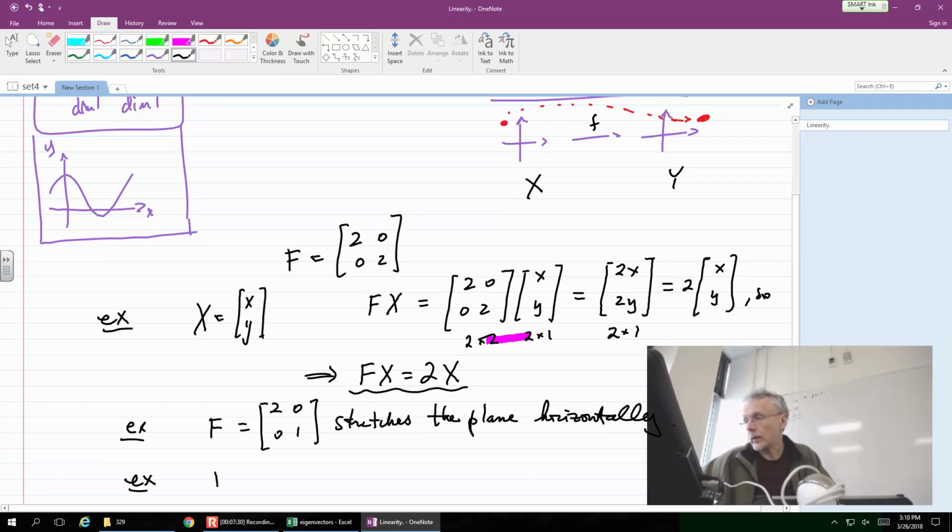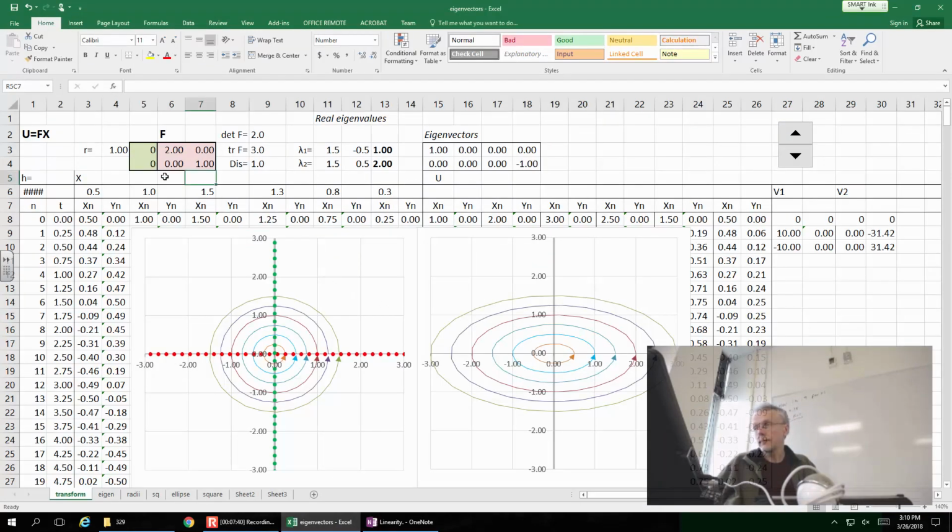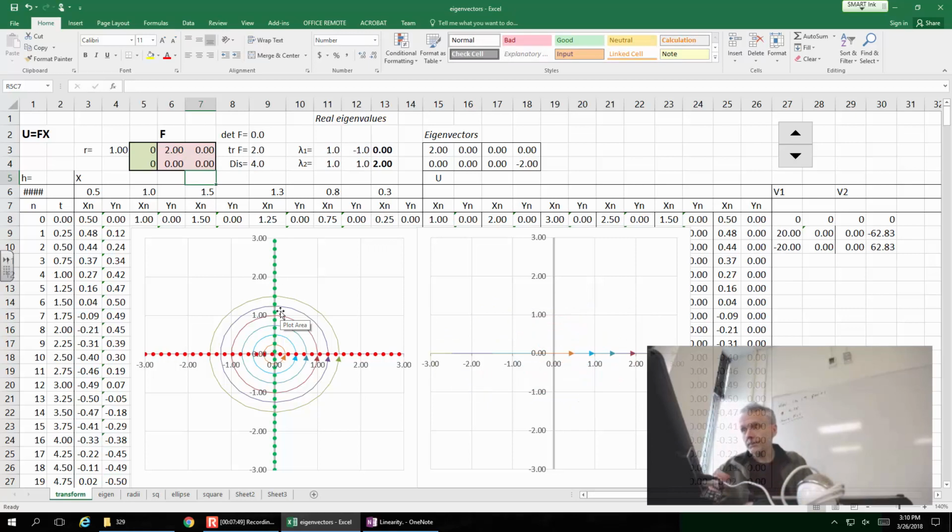Okay, what about this one? What if I put 0 there? If I, instead of this 1, I put 0, what's going to happen? Exactly, the result will be a line. You can see it almost, but wherever these circles went, they are all within the x-axis.